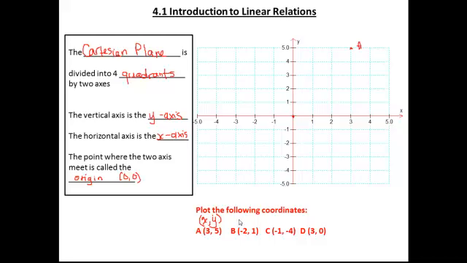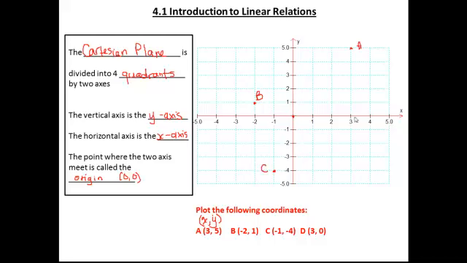Point B is negative 2, 1. Again, we'll start at the origin. Negative 2 means we go to the left 2 and then up 1. So there's B. The point C is negative 1, negative 4, so left 1 and then down 4. So that's C. And D is the point 3, 0.